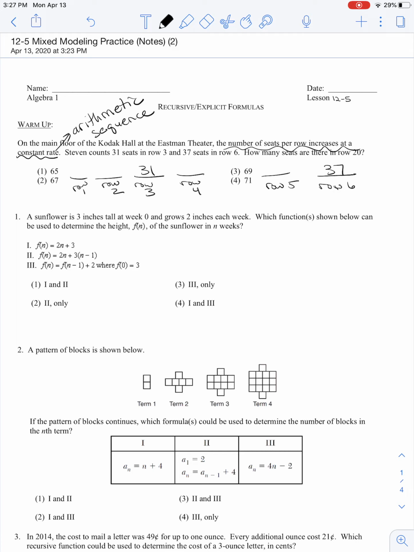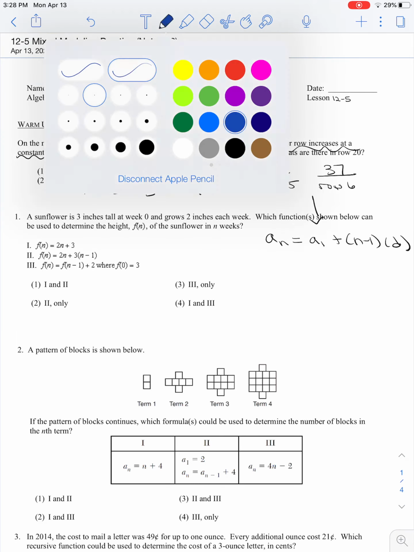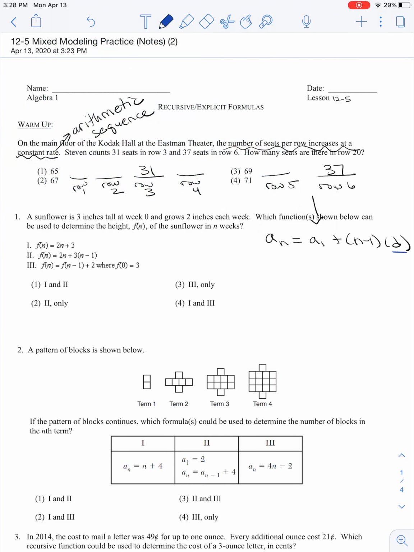So I'm going to use the explicit arithmetic sequence formula. So I'm just going to bring it down over here. So a sub n equals a sub 1 plus n minus 1 times d. So in order to plug into this formula, I need to know two things. I need to know my d value, and I also need to know my a sub 1 value. We already know what n is, because if they want to know how many seats are in row 20, n is going to be 20.